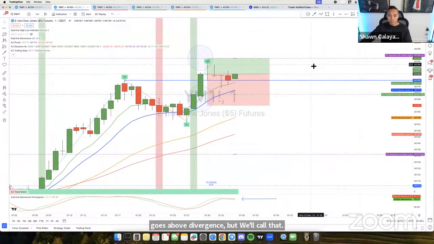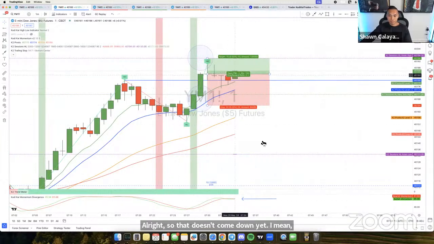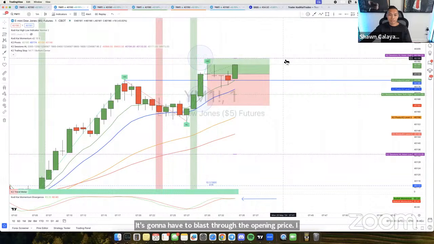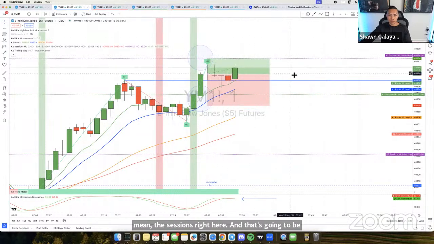All right, so it hasn't come down yet. I mean, it's come down, but the price hasn't come down. This is too high. If the entry comes up anywhere above, like where it's already in profit, I'm not going to take it because it's going to have to blast through the opening price. I mean, the sessions are right here, and that's going to be past my red flag. It's already past my criteria.